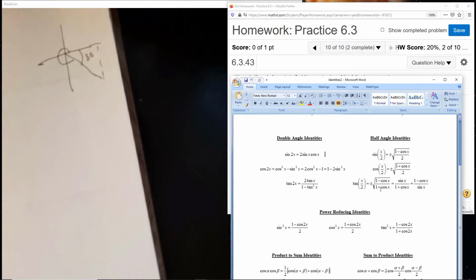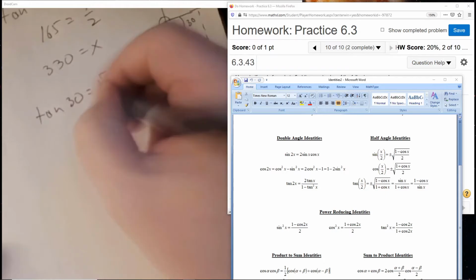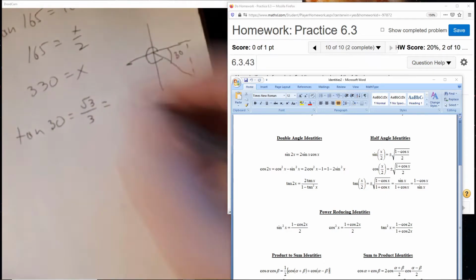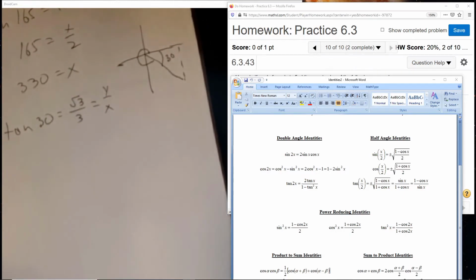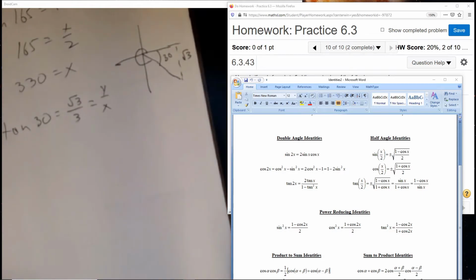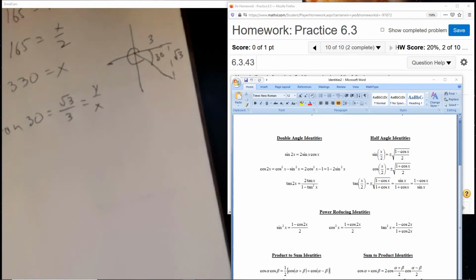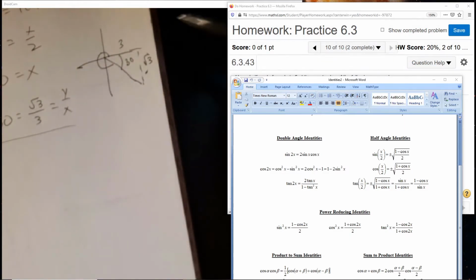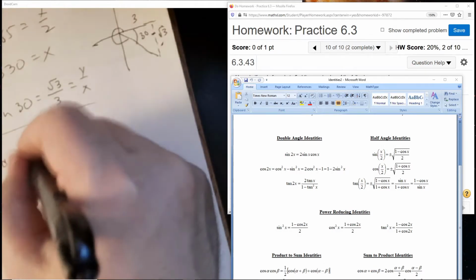And tangent 30. And then we recognize tangent as y over x. So y is square root of 3. And x is 3. Now that's for tangent 30. But we can see in the fourth quadrant here that square root of 3 over 3 is actually going to be negative for tangent 330.